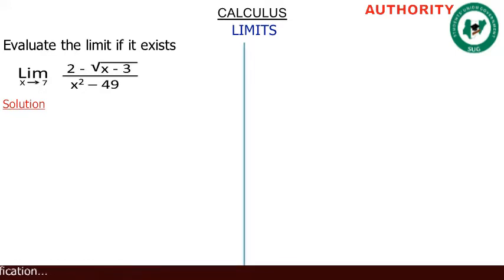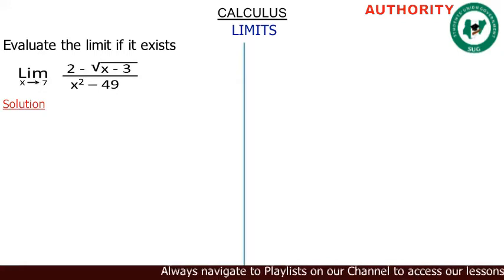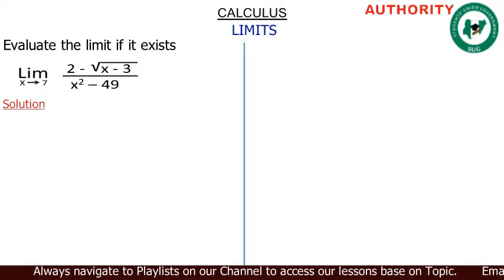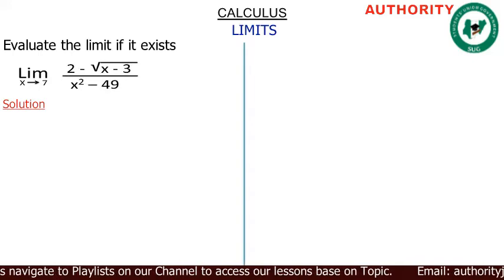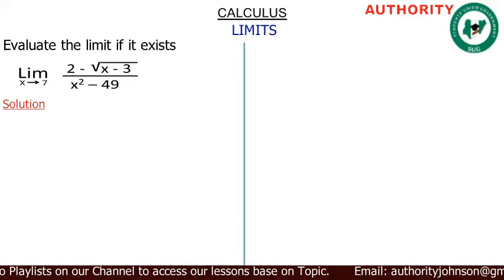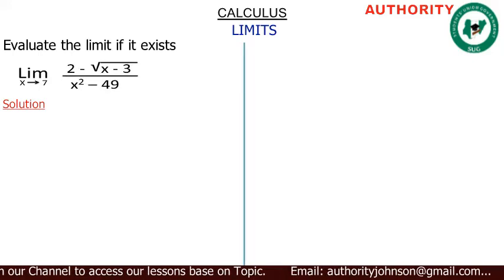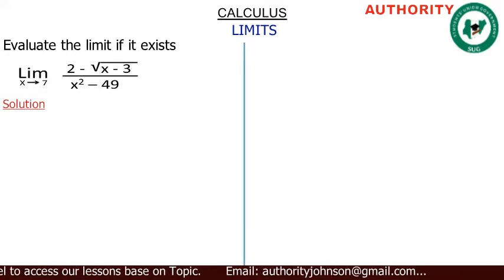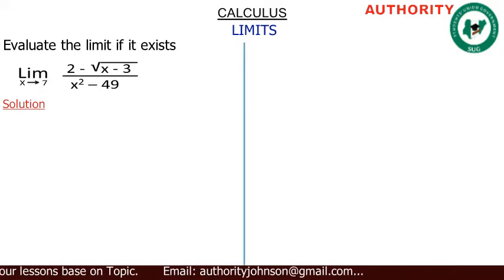We have lim as x approaches 7, 2 minus square root of x minus 3 all over x squared minus 49. So here we're going to multiply this by the conjugate of the numerator. We're going to say times the conjugate all over conjugate. Any number divided by itself will give you 1, then multiply by any other number, it will not change. So don't be afraid of what you are doing.